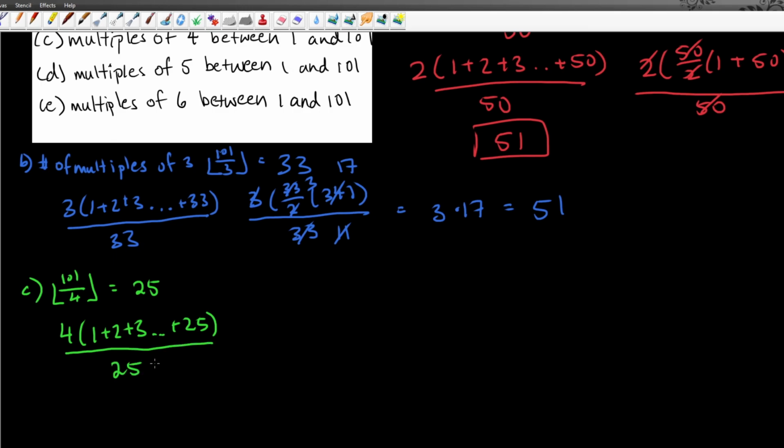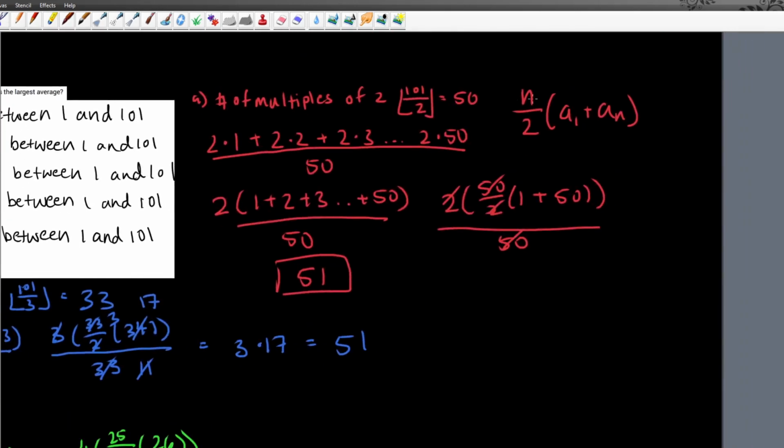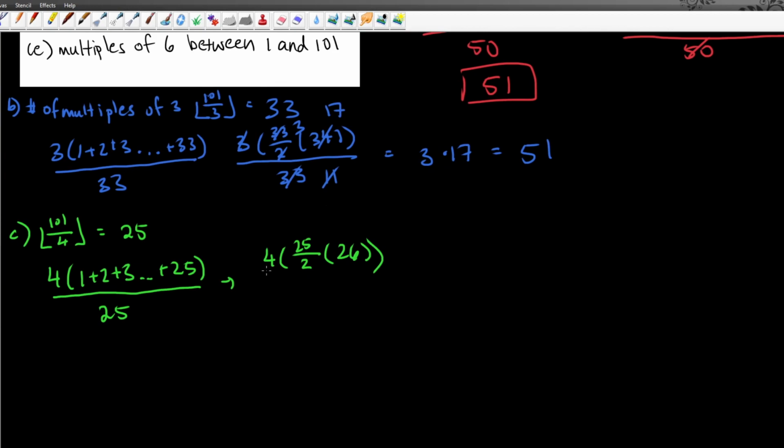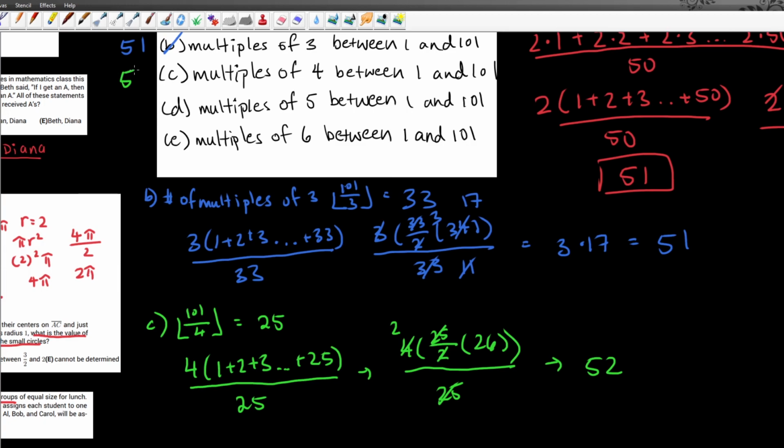All over 25. Then this will be equal to 4 times n, which is 25, because it's 25 terms, divided by 2, times a of 1, which is 1, plus a of n, which is 25. So this is 26. Remember, we're still using this formula over here. All over 25. So we can see that 4 cancels out, so this is just 2. 25 and 25 cancels out. So this entire thing is equal to 52. So C is equal to 52. The average of C is 52.